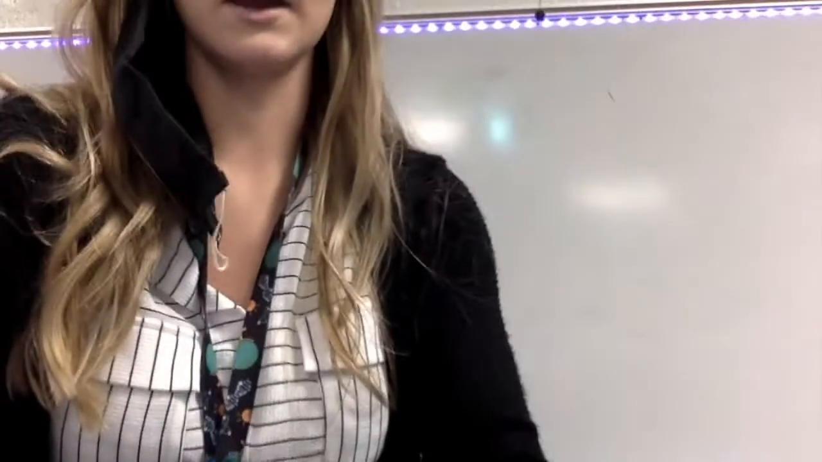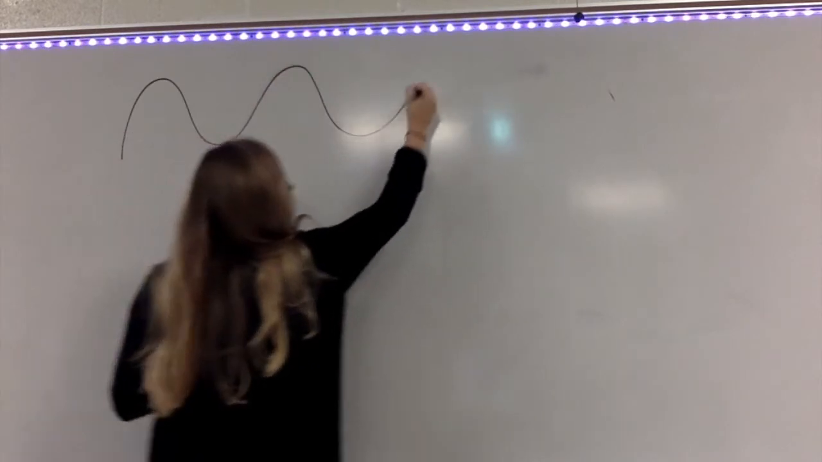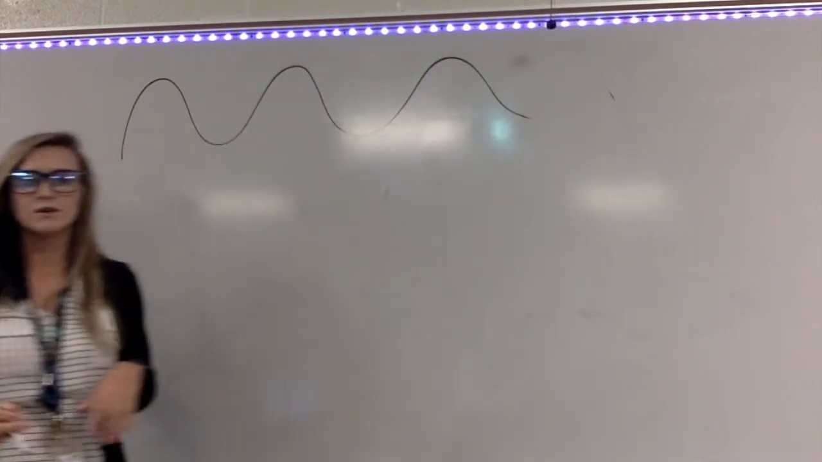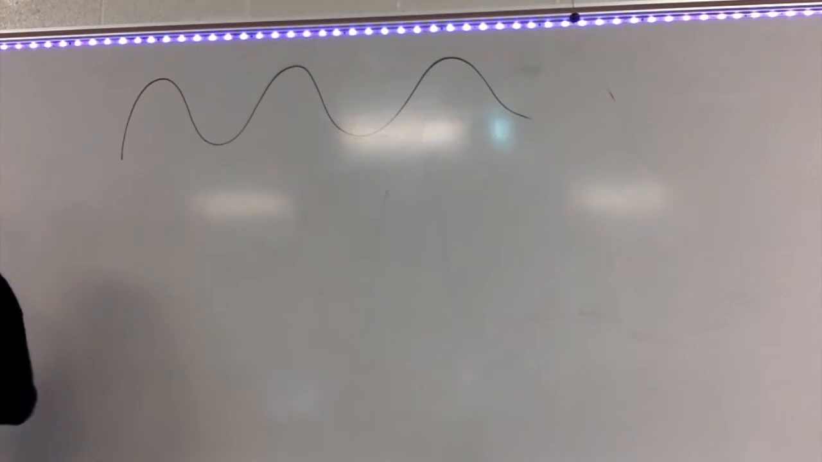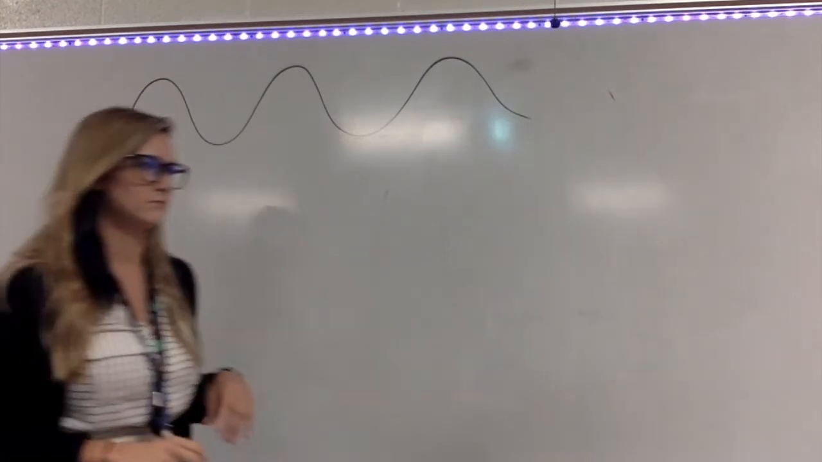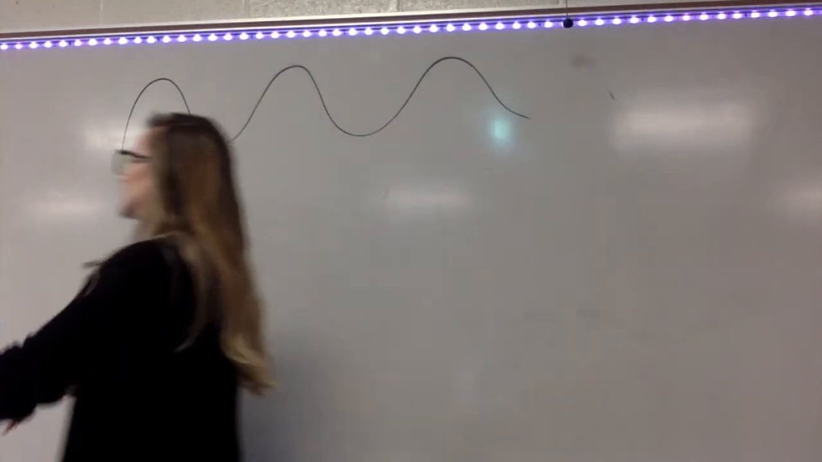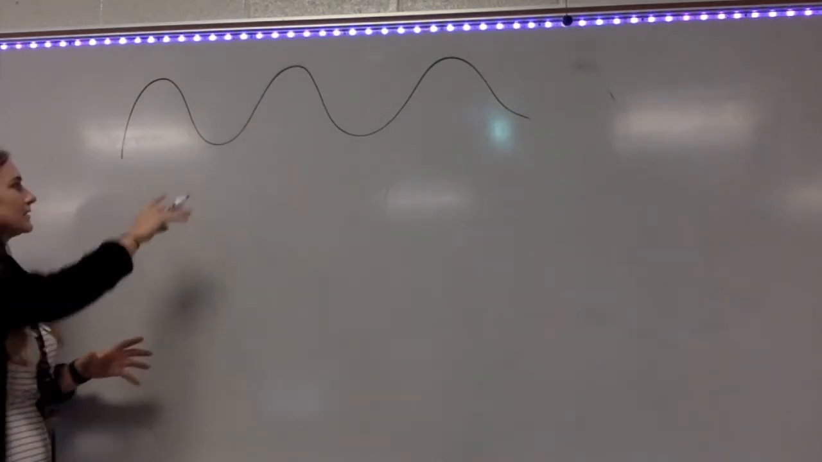Okay, so what I want you to do is draw a transverse wave that looks like mine, or has about 3 humps in it. 1, 2, 3. This is a transverse wave. Now, transverse waves have certain characteristics about them to help us identify them.